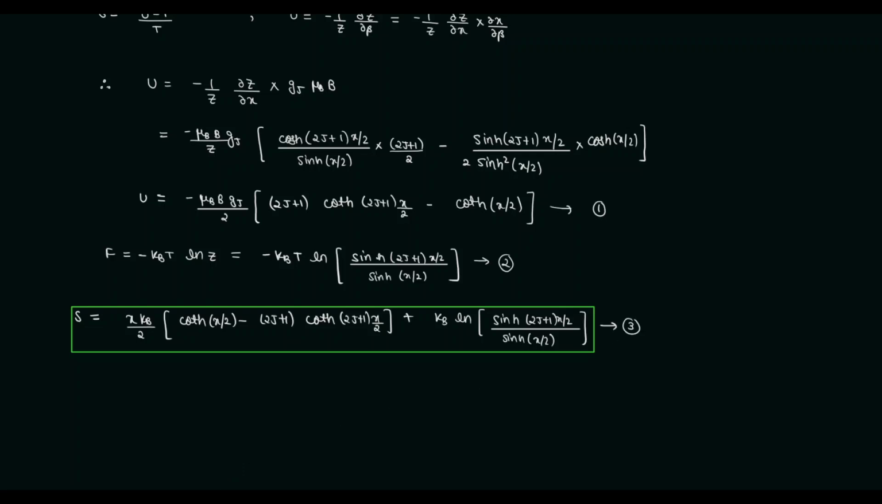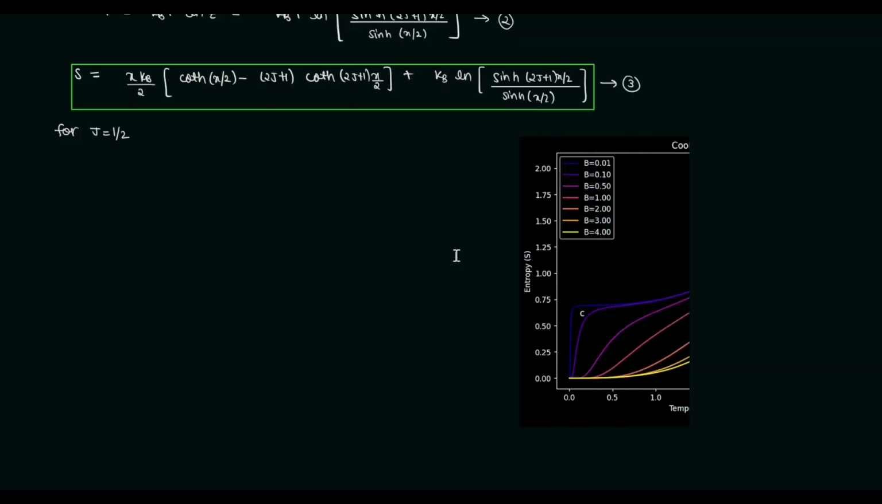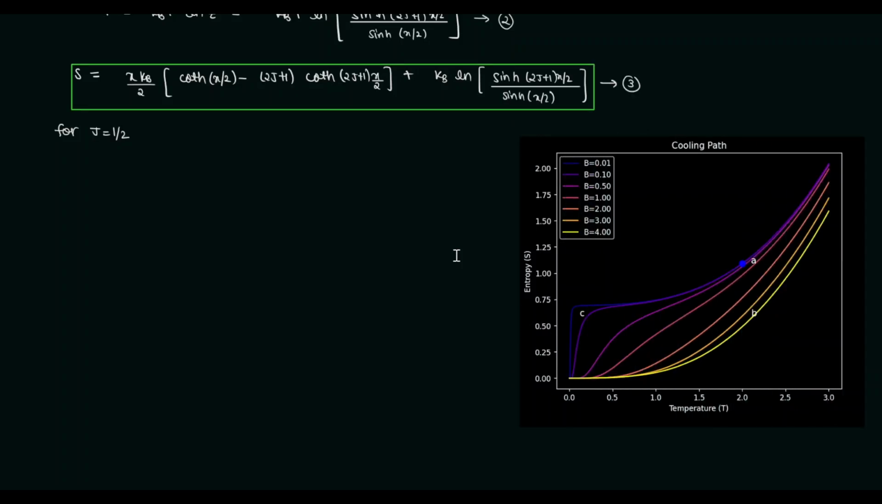And it is very important to know the consequence of this equation. For that, let's plot this entropy as a function of temperature for J equal to half. Now I have plotted this equation 3 using Python for different values of magnetic field B. The curve of entropy as a function of temperature looks like this.